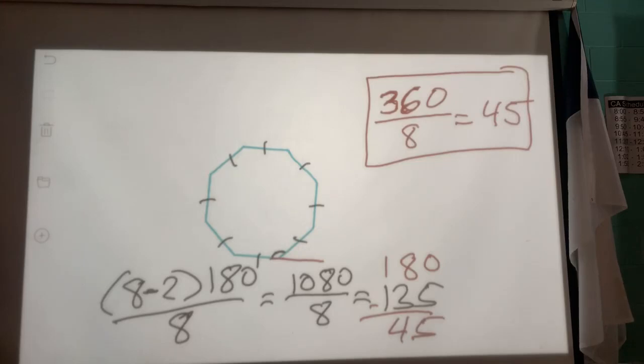So either find each interior and do linear pair, or you can do the formula, which is 360 divided by n, divided by how many angles you have there, and that will give you each individual exterior angle. All right, so I hope that teaches you chapter 6, section 1 well enough to where you can do the problems.